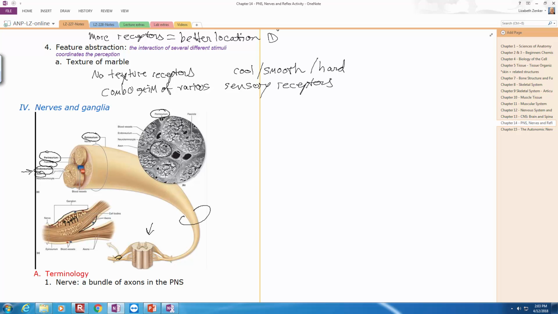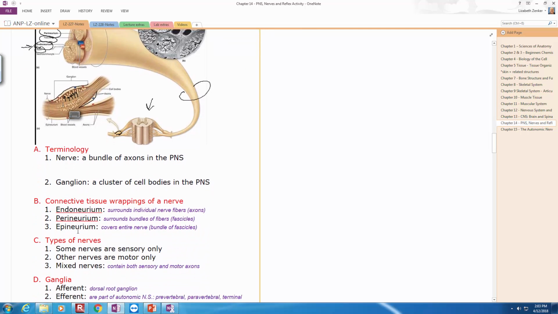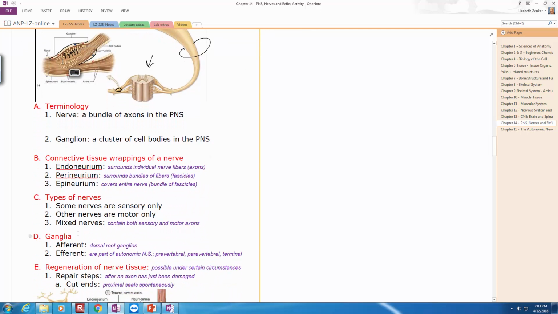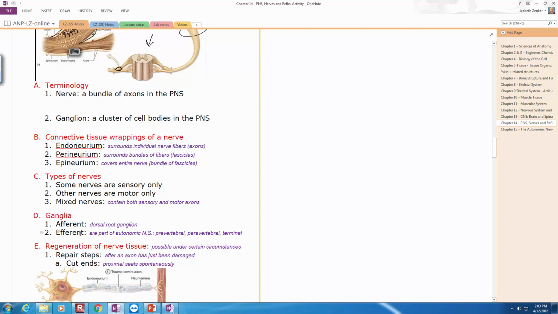Let's see. So getting into terminology, we have a nerve, which is a bundle of axons in the PNS. Because remember, in the CNS, what do we have to protect our CNS? We have bone, right? And then it's covered by our dura mater and things like that we talked about. But these guys out in the periphery, all these nerves and this nerve tissue, who's protecting it? Bones? Right? So it's the CT that has to protect these guys. So this is tough CT. It makes the nerves tough also.